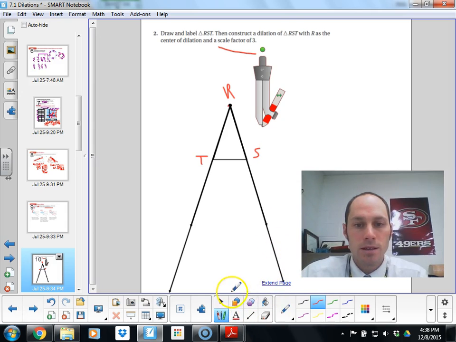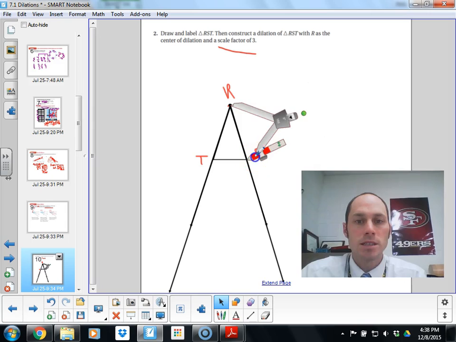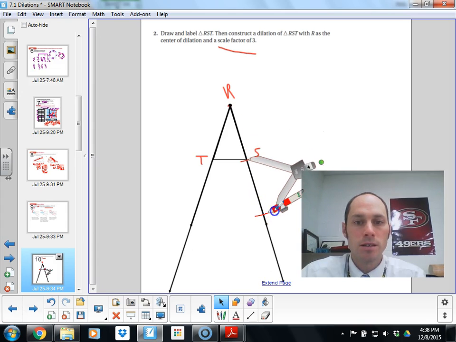And what we want to do now is take the compass, put it on the center of dilation, open that compass up so that it extends to one of the points. So in this case, to point S. So I'll mark off the distance. Okay. And I want a scale factor of 3. So that's distance of 1, twice as long, and 3 times as long.